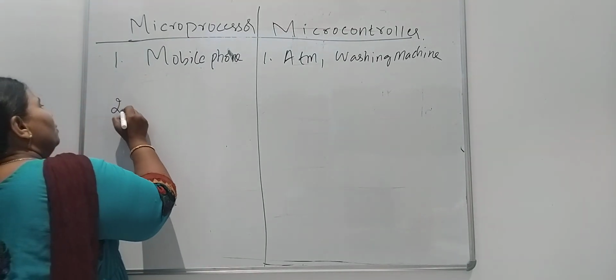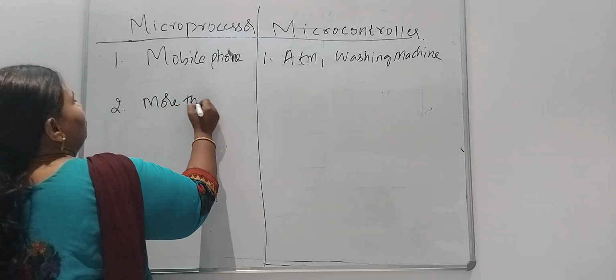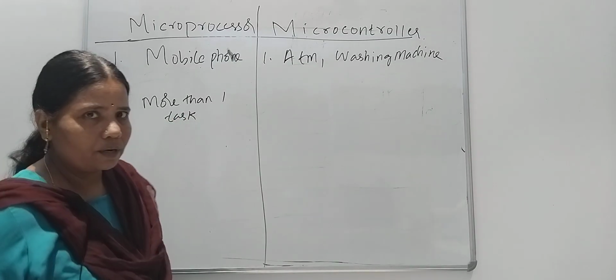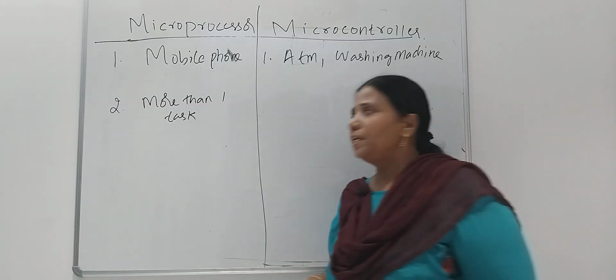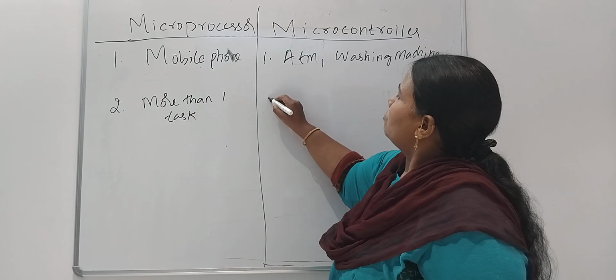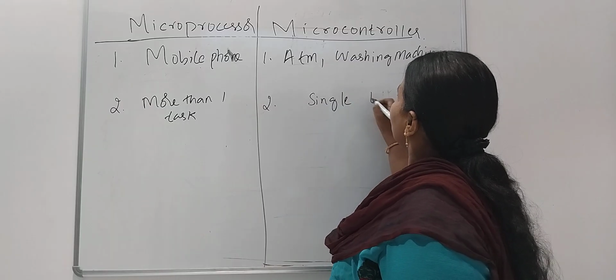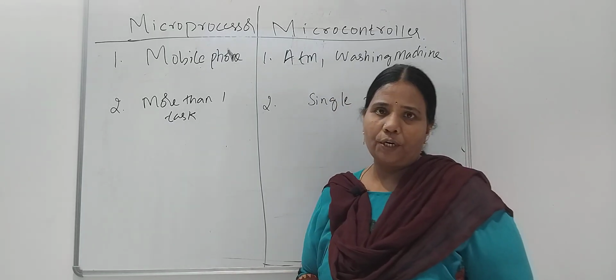Here in the microprocessor you can do more than one task. Like in a mobile phone, you can watch videos, send messages, browse the net, so many things you can do. If you go for a microcontroller, it is only a single task. A single task is nothing but the operation of the work your CPU is going to do.